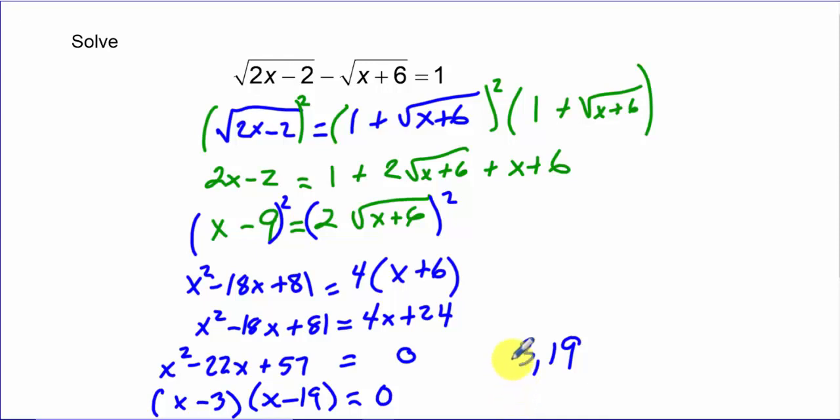I'm curious about this one as well, so I bring the 3 in. That's a 6, and a 2 is a 4, so square root of that's 2. Put my 3 here. 9 minus 2 minus 3 is not 1, so this doesn't work. The 19, 38, 36, that's 6. And 19 and 6 is 25, which is 5, and so that's okay. So the answer is just 19, and again, this is extraneous.